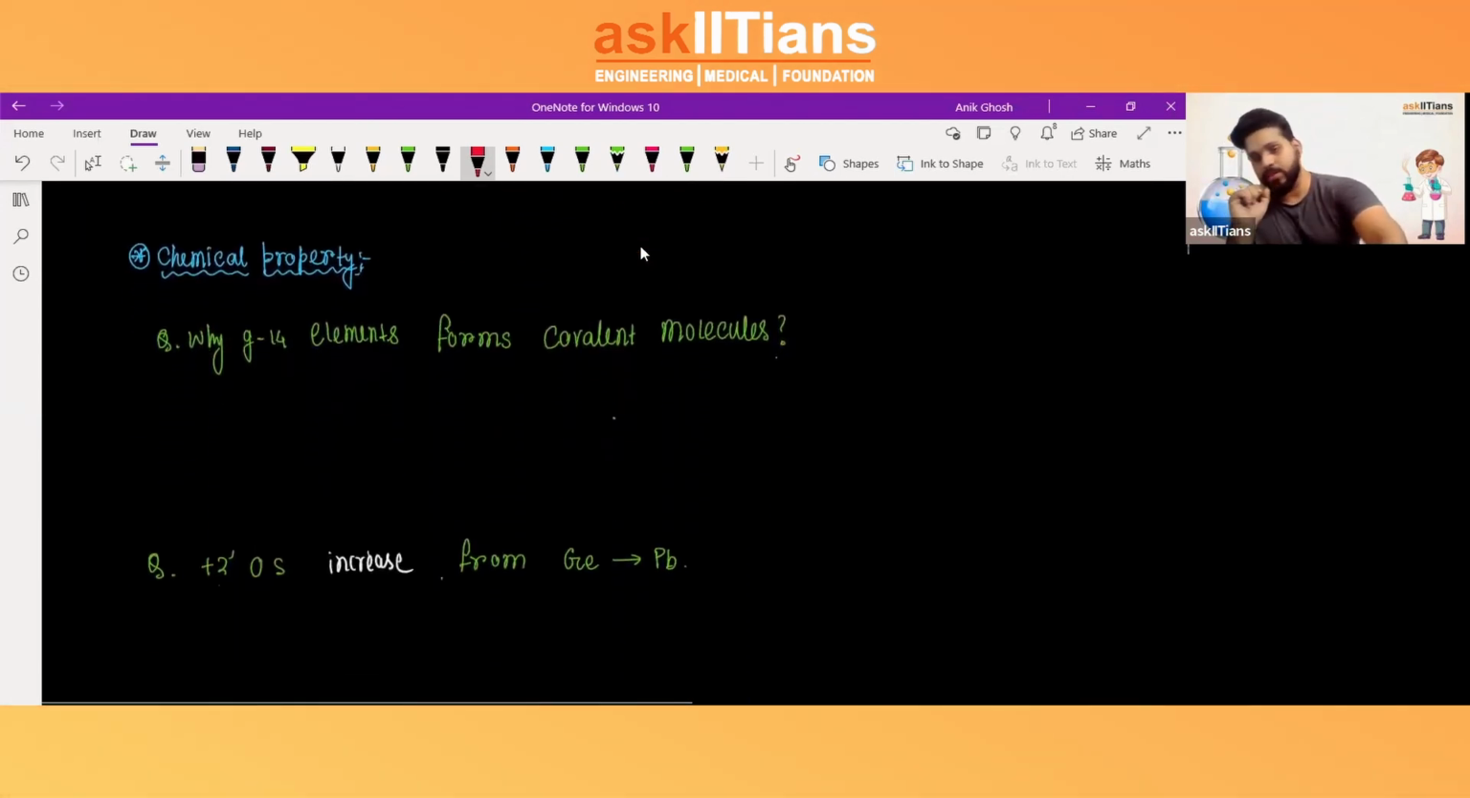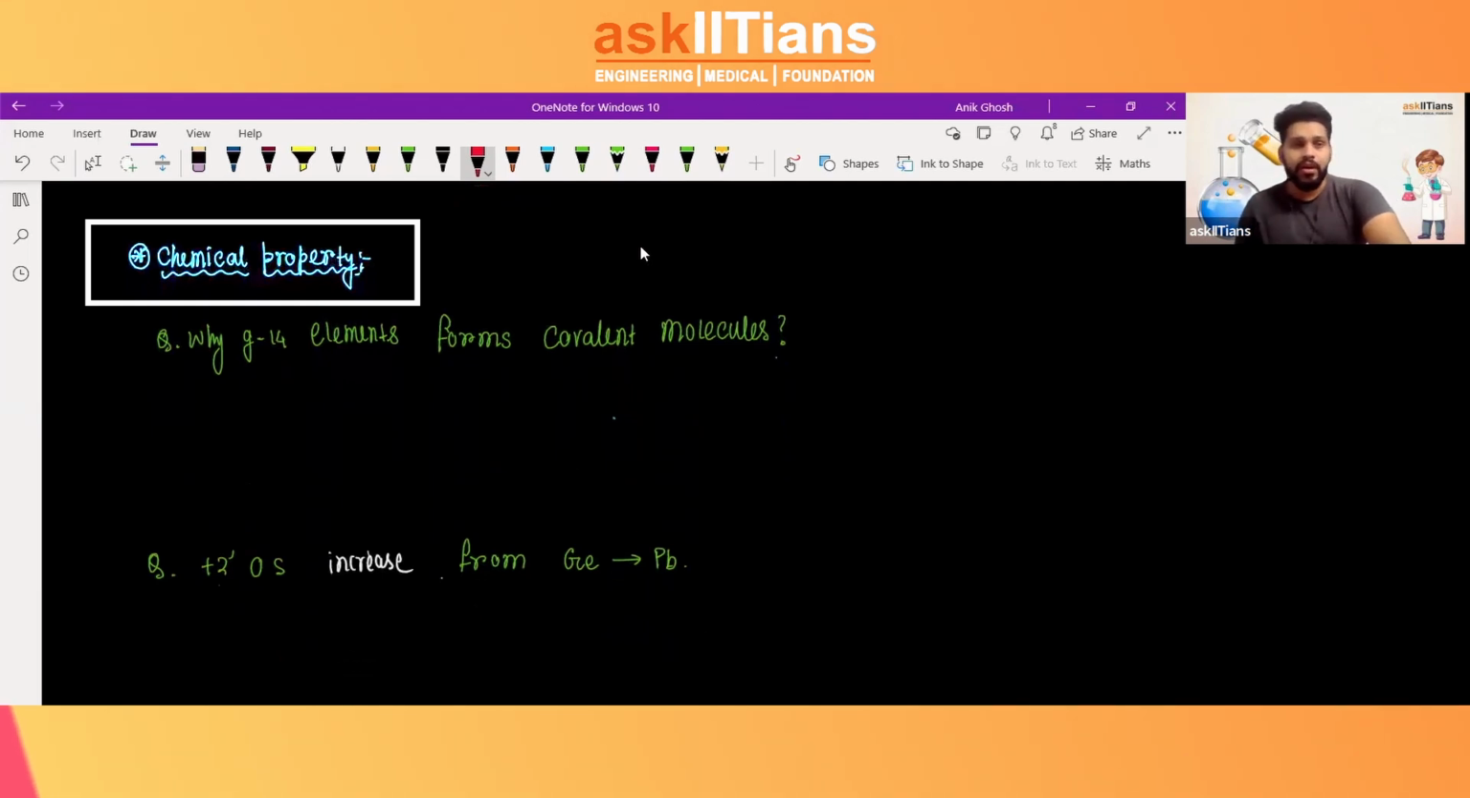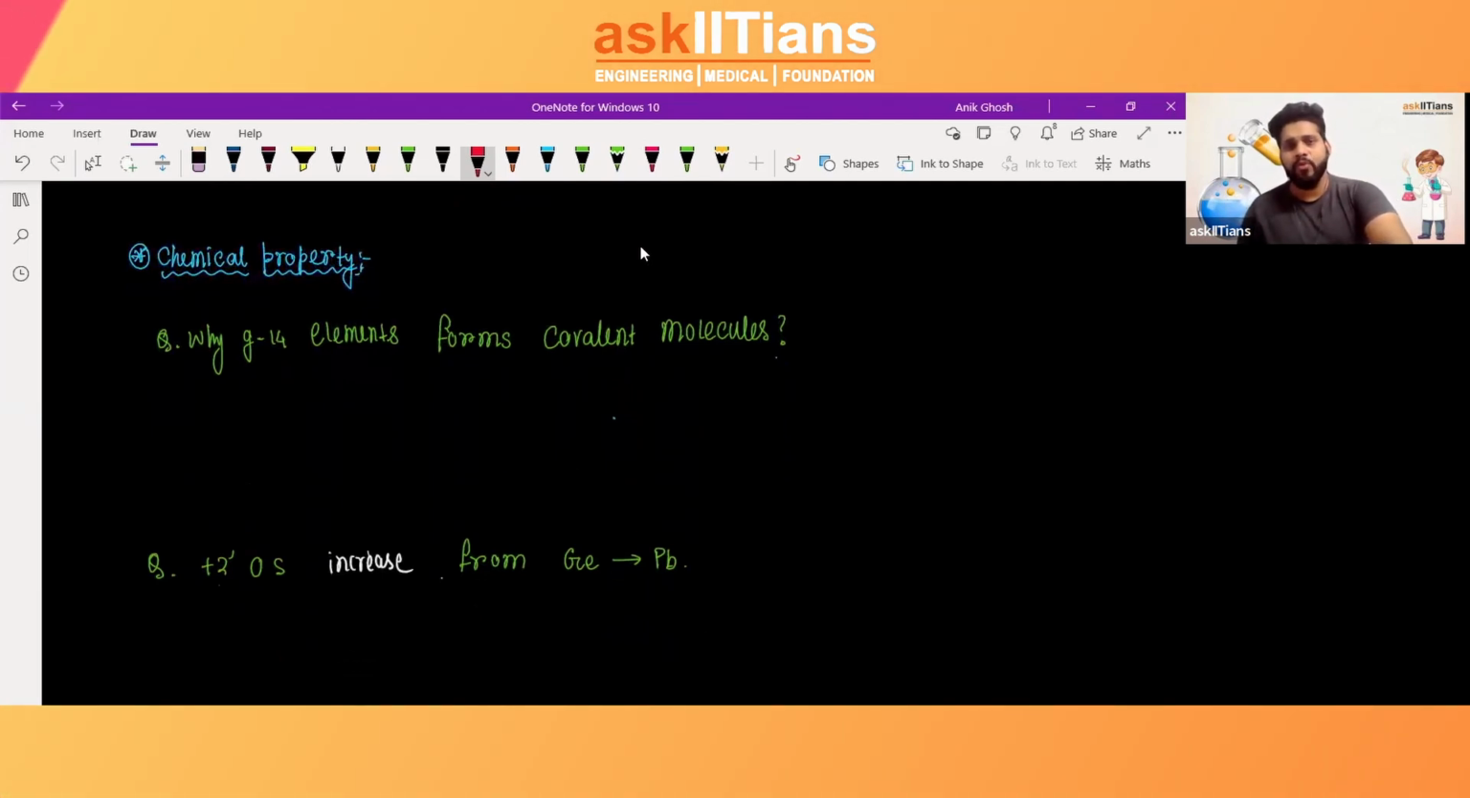Coming to the chemical properties now. Why do group 14 elements form covalent molecules? I believe you guys are very well aware of my way of teaching inorganic chemistry. Inorganic chemistry has a lot of things to remember, right? So as a result, I have made this entire note based on the PYQs only. All the previous year question papers of boards and JEE Advanced are combined together in this question-answer format.